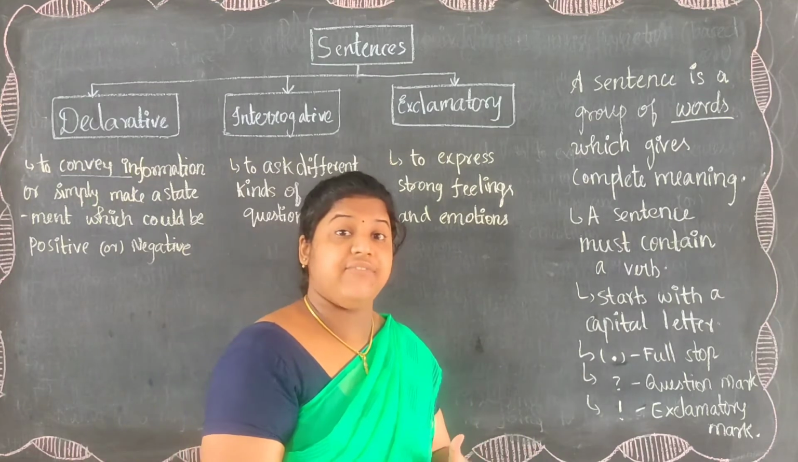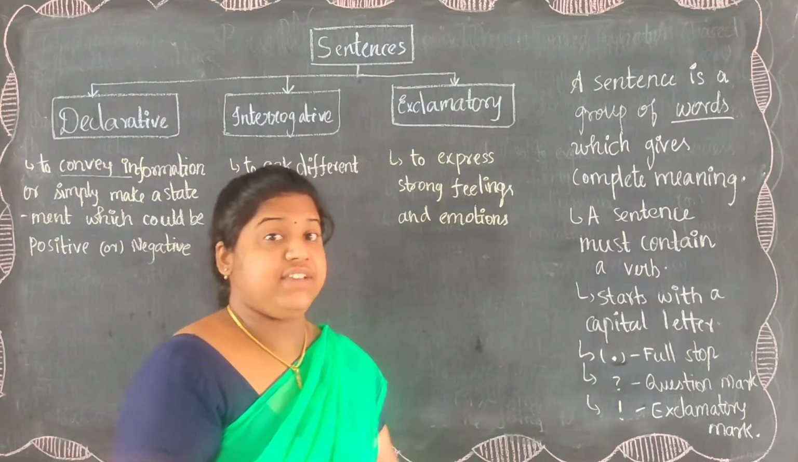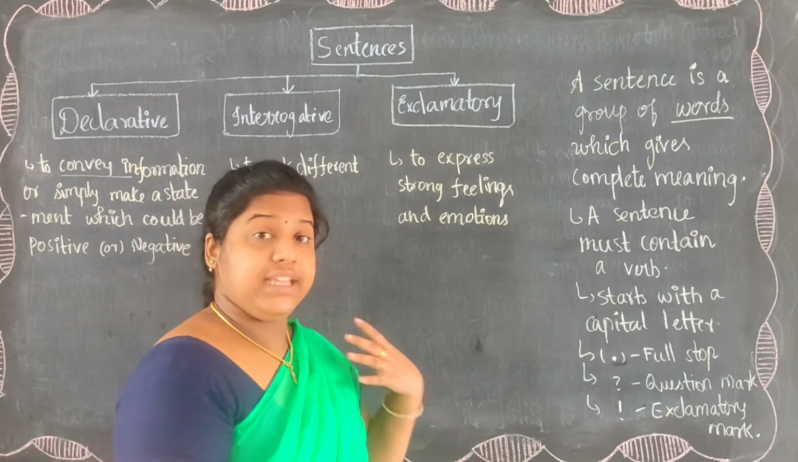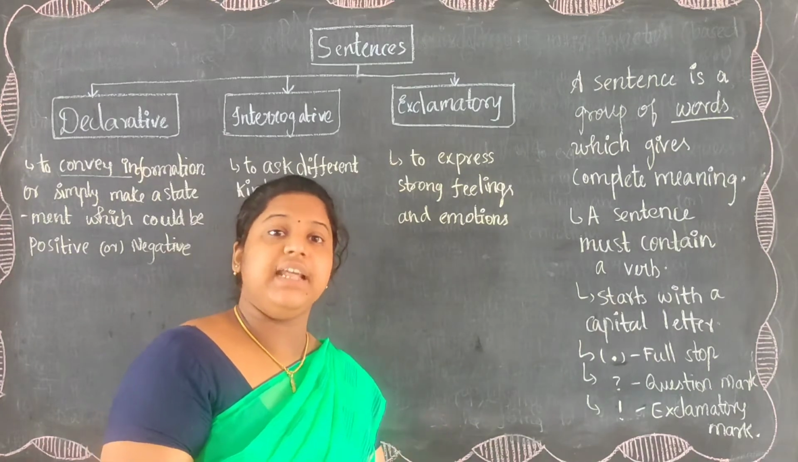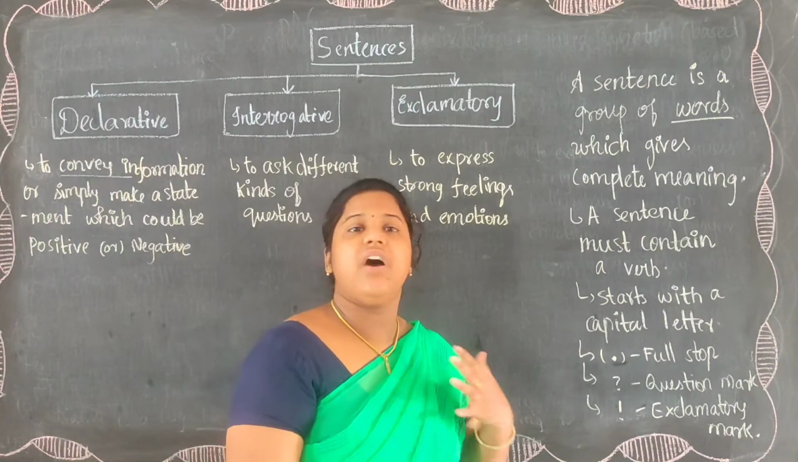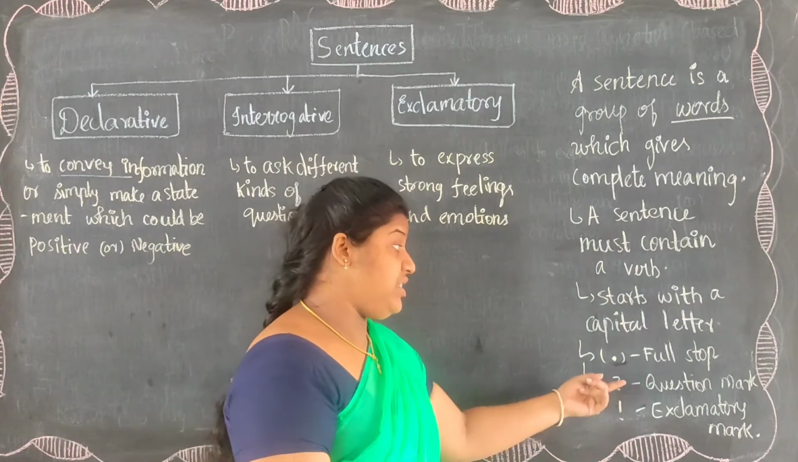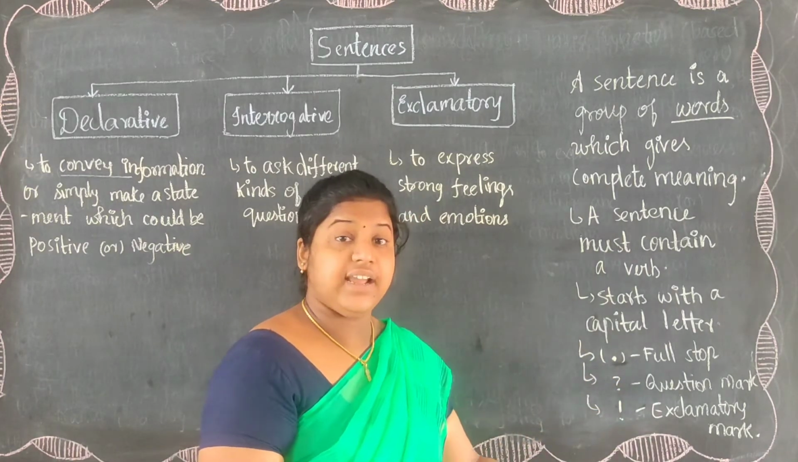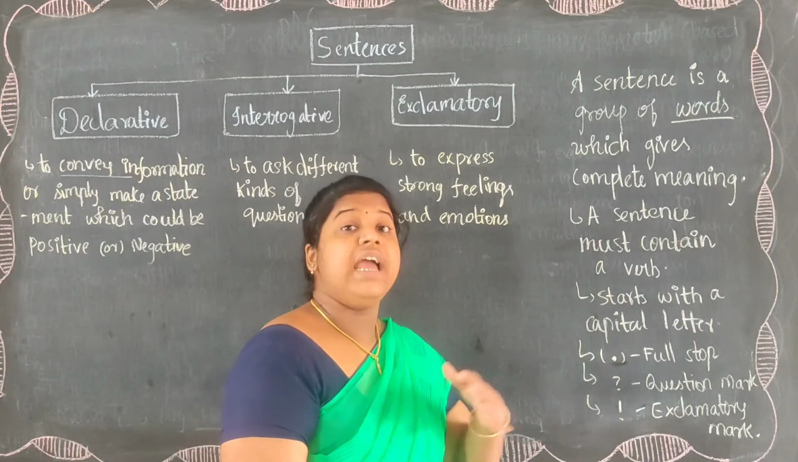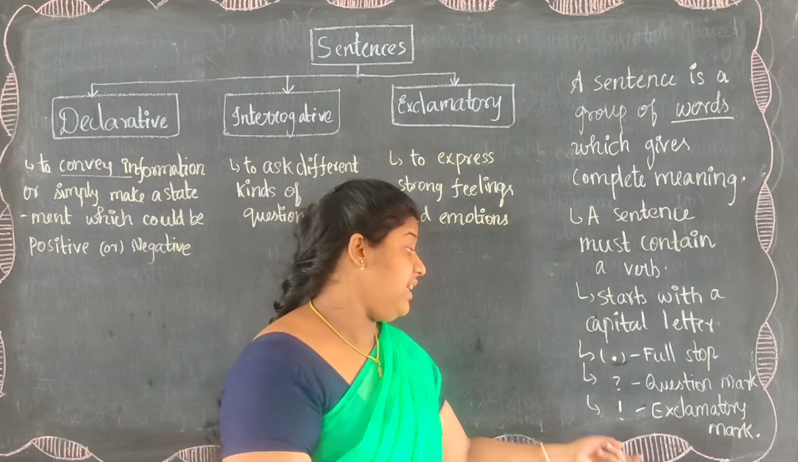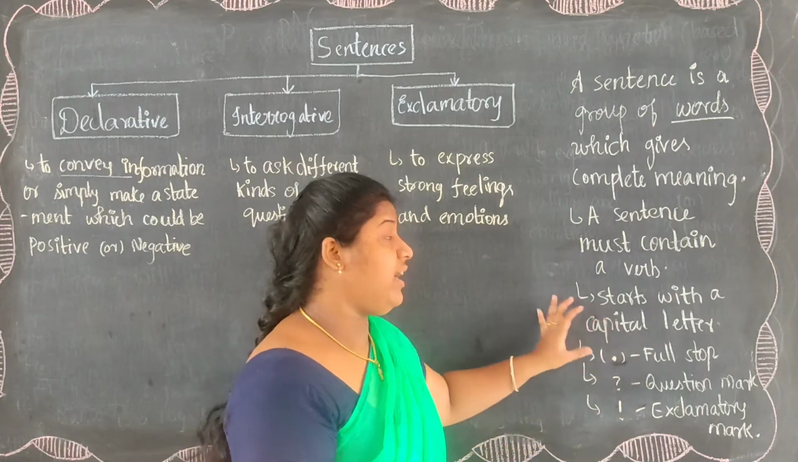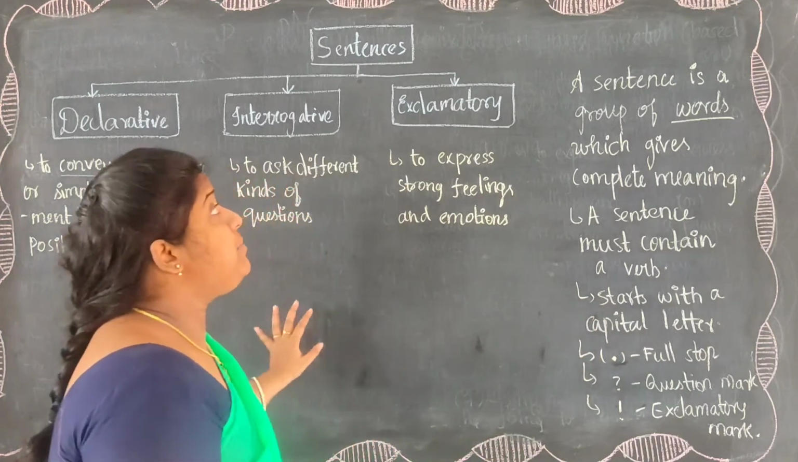And the sentence must have a verb. Verb is the one which gives a complete meaning. And then every sentence starts with a capital letter. If it is a declarative sentence or else an assertive sentence, it should end with a full stop. If it is an interrogative sentence, it ends with a question mark. If the sentence is an exclamatory sentence, it ends with an exclamatory mark. Okay, clear with it. Now we are going to learn about types of sentences.